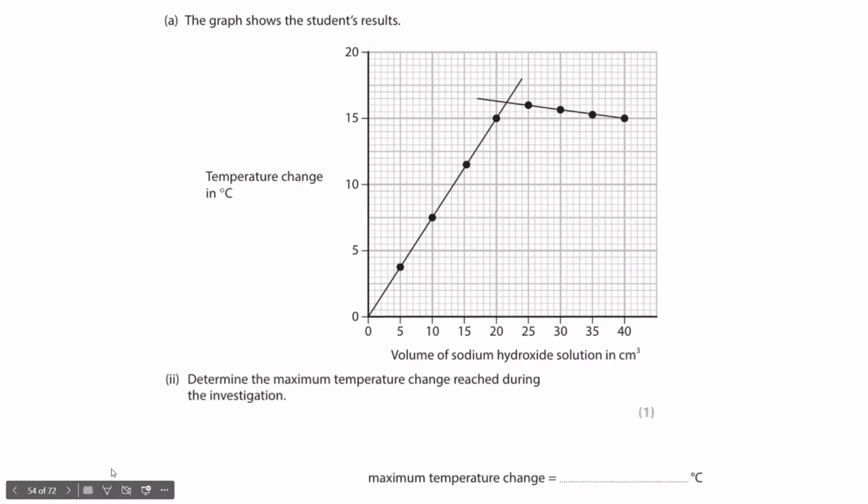Then the graph shows students' results. Determine the maximum temperature change reached during this investigation. Now they want us to find the maximum temperature.